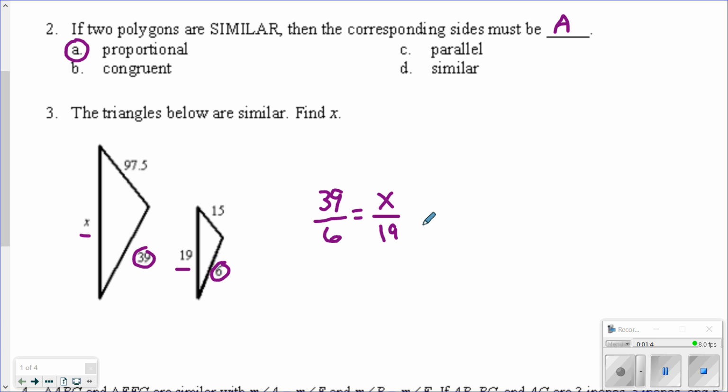So now to solve for x, I'm just going to cross multiply. So 6 times x is 6x. 39 times 19, that will give me 741, meaning that x then is going to equal 123.5.